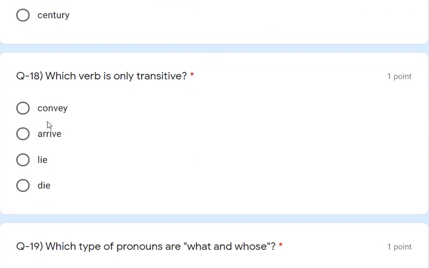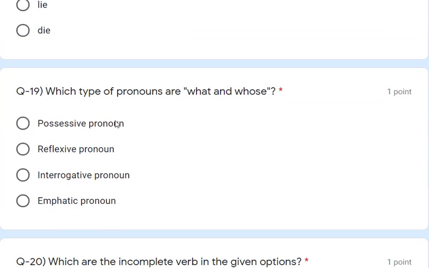Question number 18. Which verb is only transitive? Here in the options, which is only transitive? So convey is the correct answer. Convey is only transitive. Now question number 19. Which type of pronouns are what and whose? So those are interrogative pronouns.